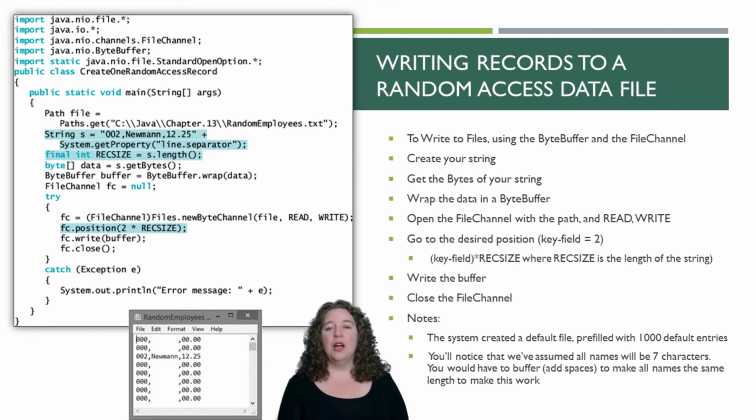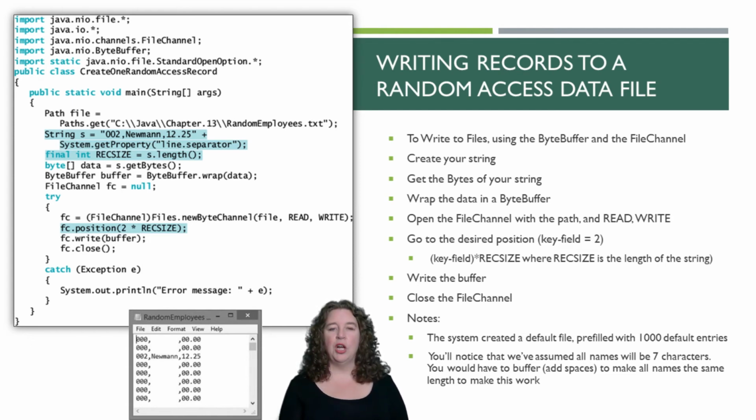Okay, so let's talk about how to write records to a random access data file. So how are we going to write records? In this case, we're going to have a file that has 10 different records in there, and we want to enter the second record. So we want to go to a specific place in our file that is the second record. To do this, you can use your file channel, same way that we talked about in the last slide.